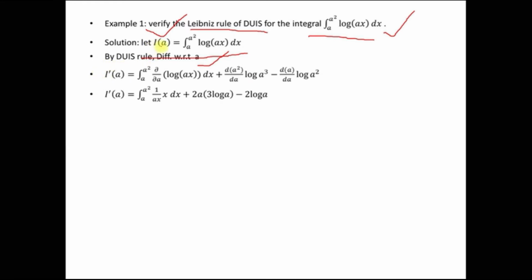So the left hand side becomes I of a, and its derivative becomes I dash. It's a representation of the derivative. We are taking one time derivative here, so I dash of a. This is equal to, on the right hand side, by using DUIS rule number 2, what does it become?